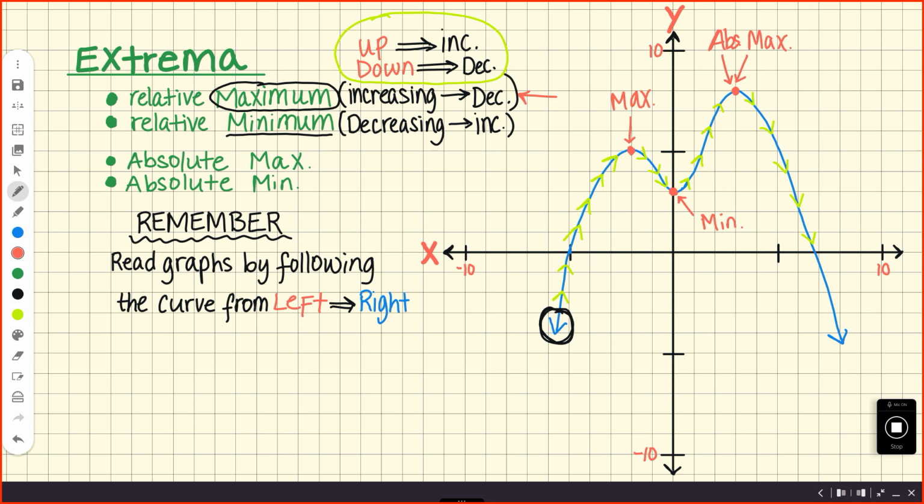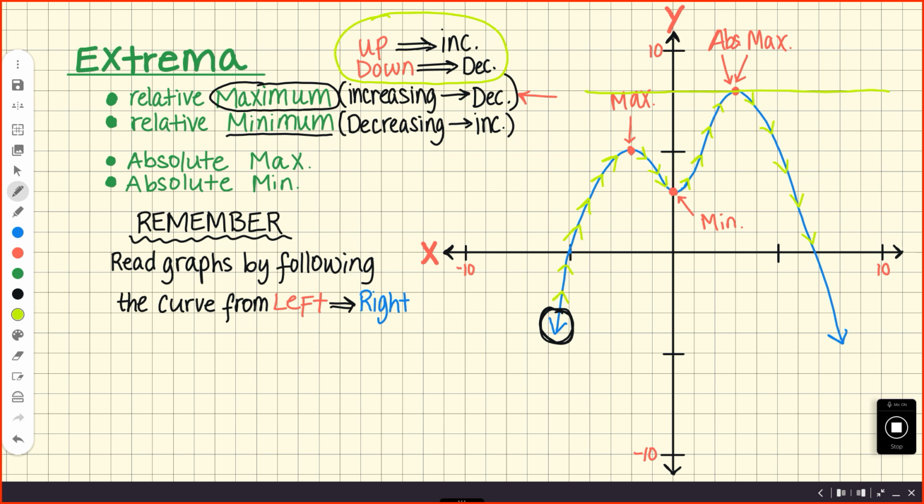Why? Because if I look at anything, let me choose a different color. If I look at anything higher than that point, so I drew a line there across. If you notice, you don't see any blue curve above that line. That is why that one is absolute. There is no other value greater than that maximum.